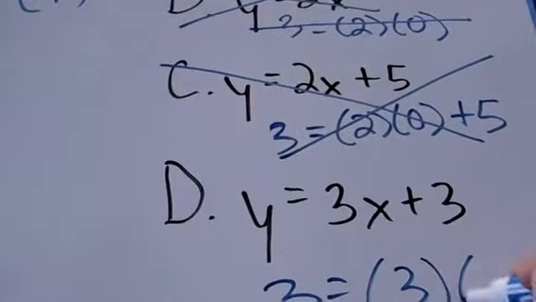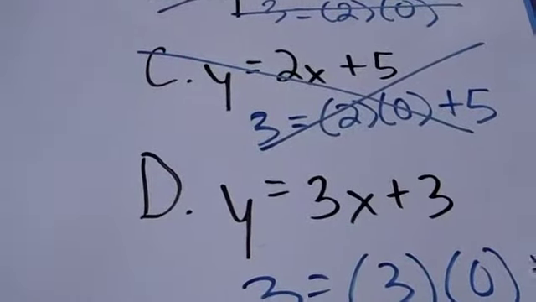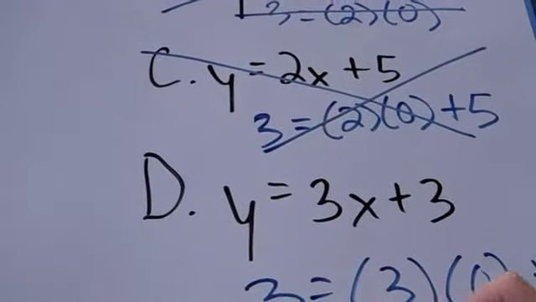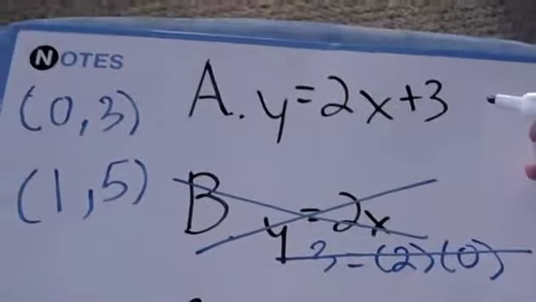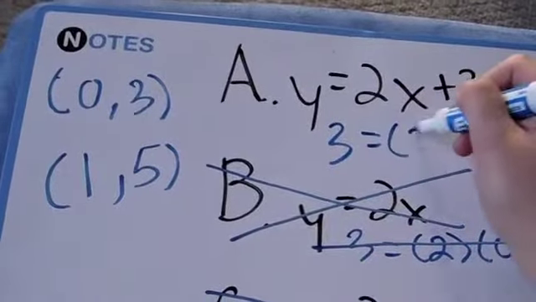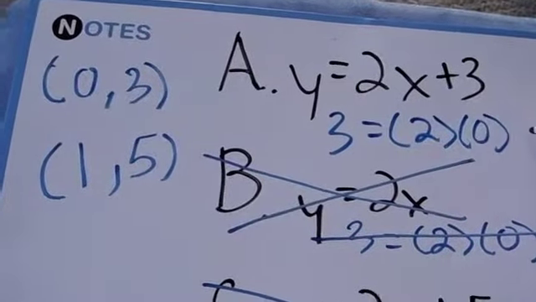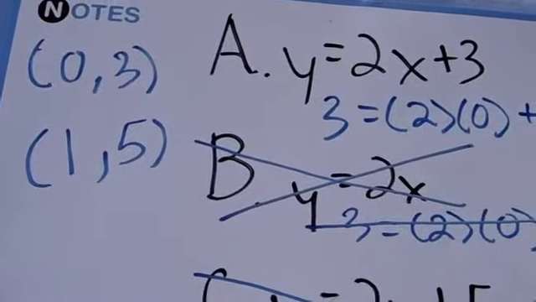3 is equal to 3 times 0 plus 3. Great, 3 does equal 3, so D could possibly be a correct answer choice, but remember to check all of your answer choices. Let's look at A. 3 is equal to 2 times 0 plus 3. You see, A is also correct.